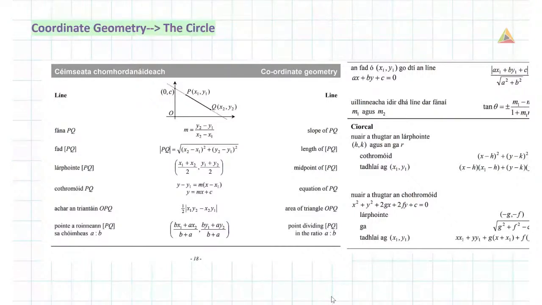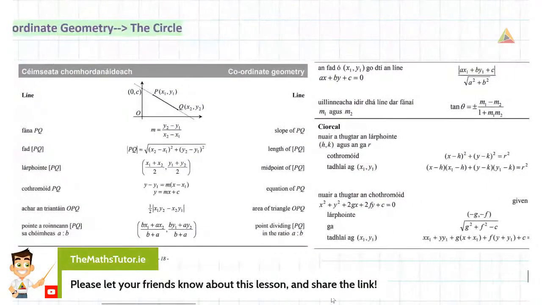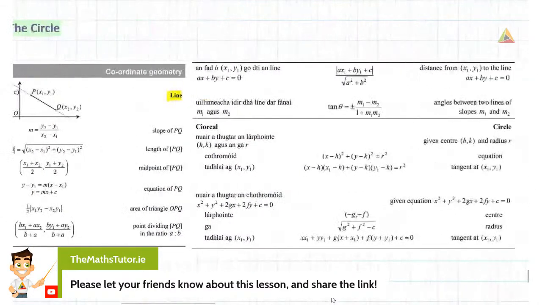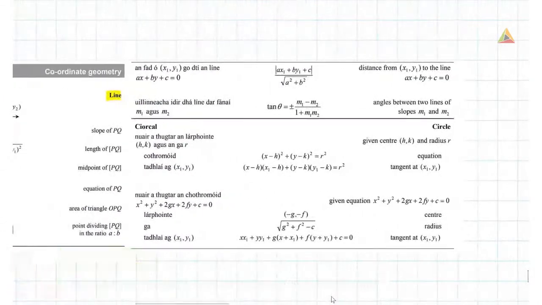So as you can see, this week we are having a look at coordinate geometry, the circle, and I've just put up a screenshot of pages 18 and 19 of the log tables. You'll be more familiar with page 18 being for coordinate geometry, the line, but you'll notice today that we use a lot of those formulae in the circle also. And the bottom half of page 19 of the log tables is for coordinate geometry, the circles.